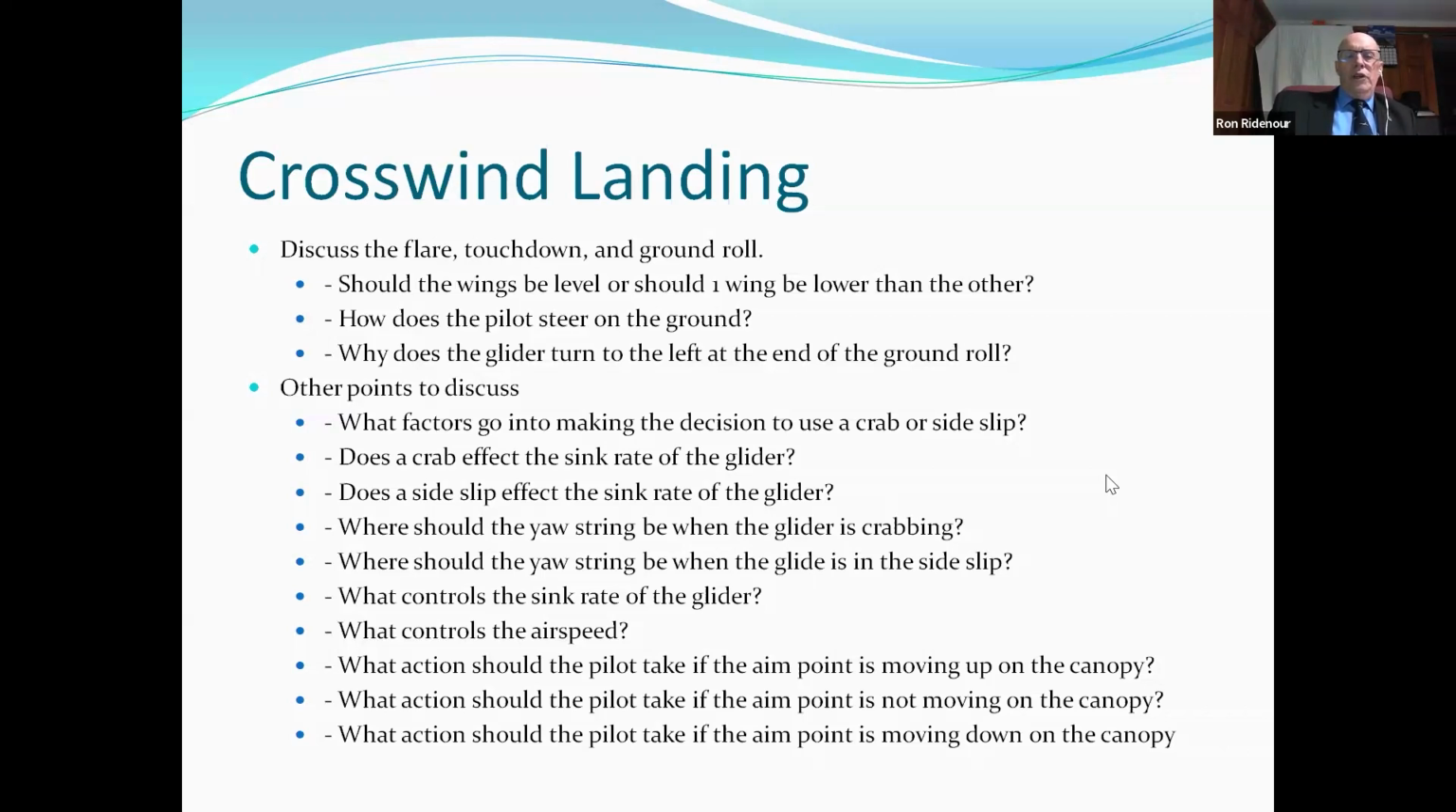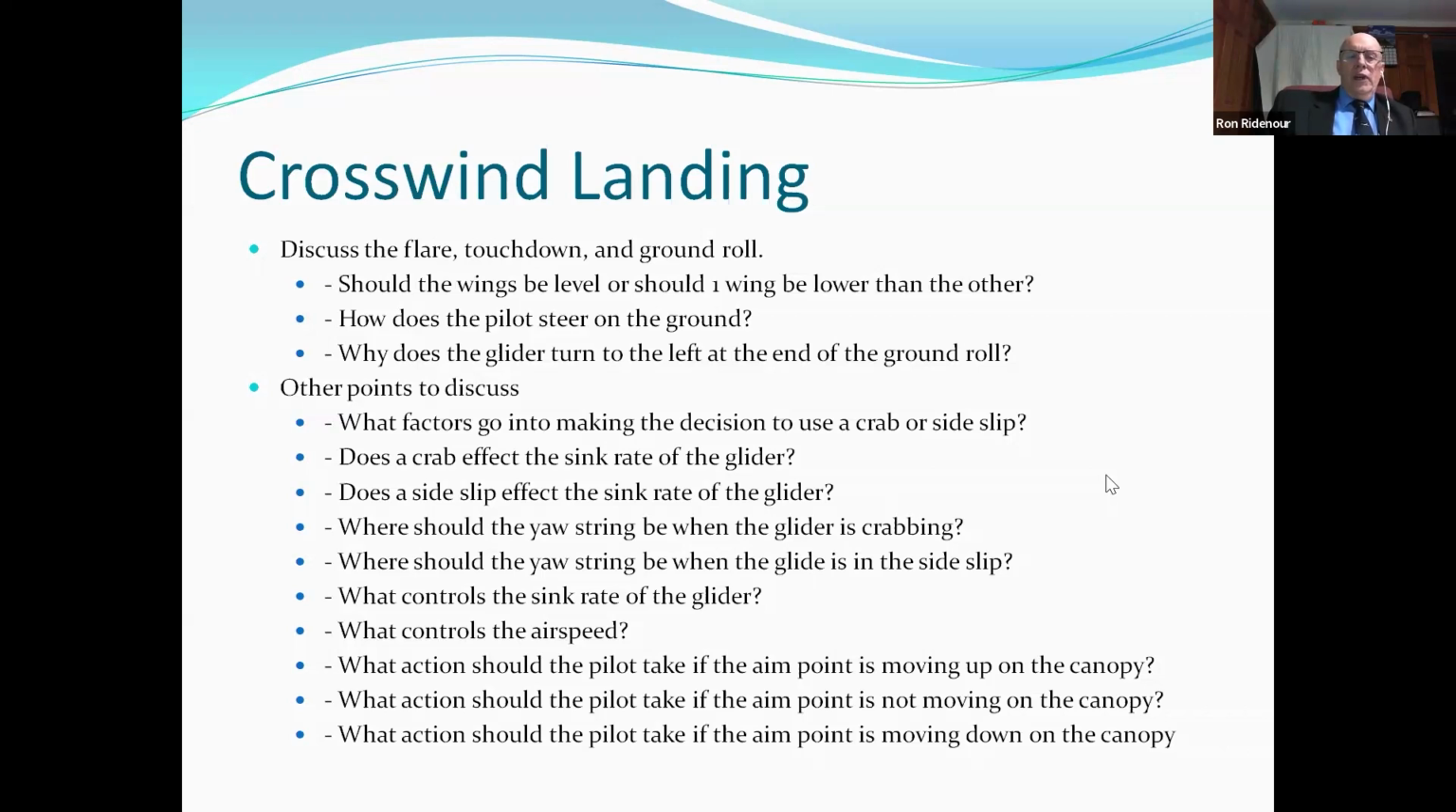Where should the yaw string be when the glider is crabbing? Where should the yaw string be when the glider is on a side slip? What controls the sink rate of the glider? What controls the airspeed? Pitch attitude controls the airspeed, right? And the rate of sink of the glider is controlled by the dive brakes or the spoilers.